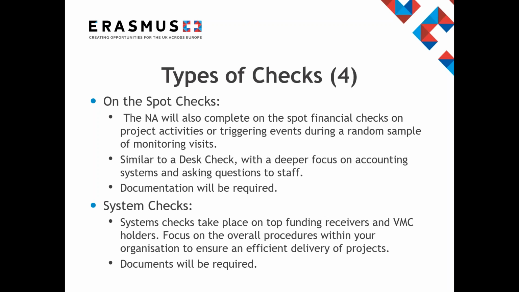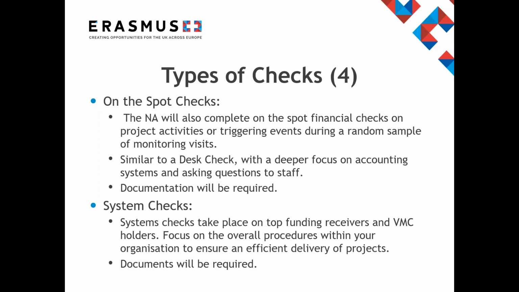System checks, on the other hand, take place on top funding receivers and VMC holders. System checks are done in two phases. The first one looks at the overall procedures within your organization to ensure an efficient delivery of projects. The system checks will not focus on just one project, but all the KA1 VET and adult education projects of an organization. Phase 2 will be an on-the-spot check, but for a completed Erasmus KA1 project, and all rules of a normal on-the-spot check apply.